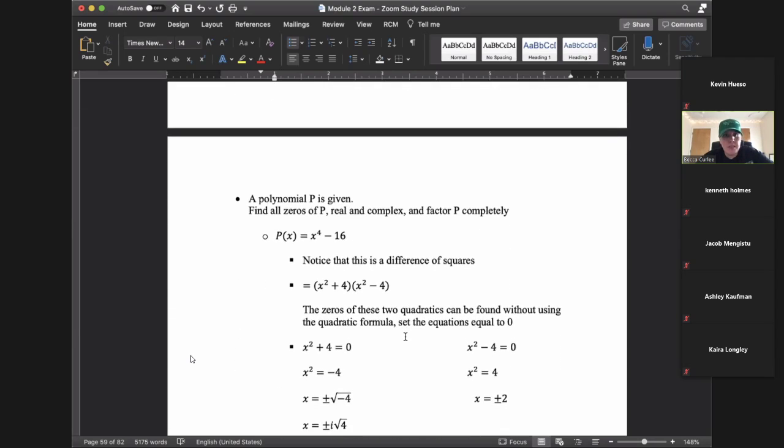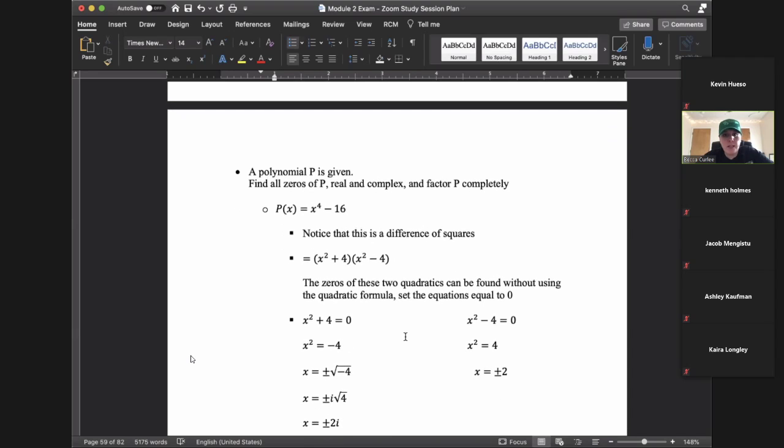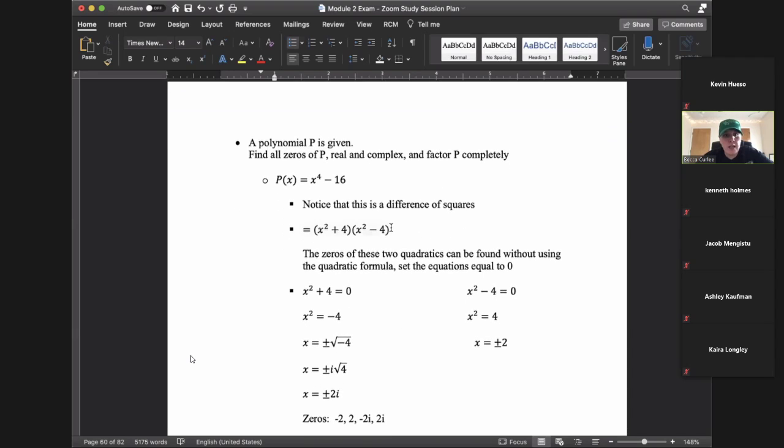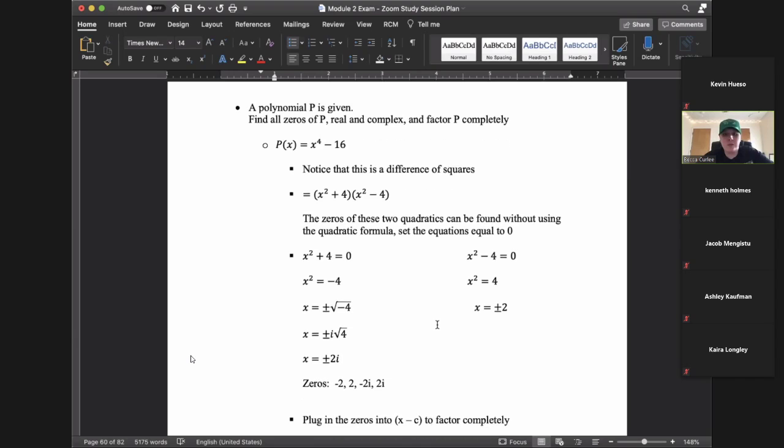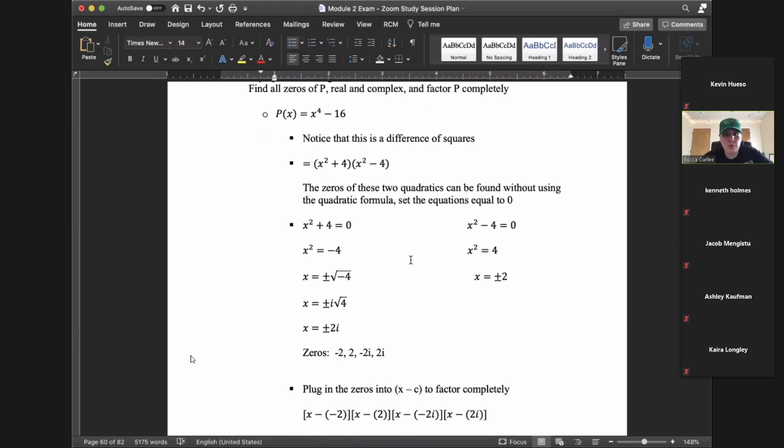A polynomial p is given. Find all zeros of p, real and complex, and factor p completely. So we've got x to the 4th minus 16. So we know that this is a difference of squares. So we've got x squared plus 4 times x squared minus 4. The zeros of these two quadratics can be found without using the quadratic formula. You just set the equations equal to 0. So this is what we were talking about before. So we can find both of these zeros without using the quadratic formula for either one of these equations.